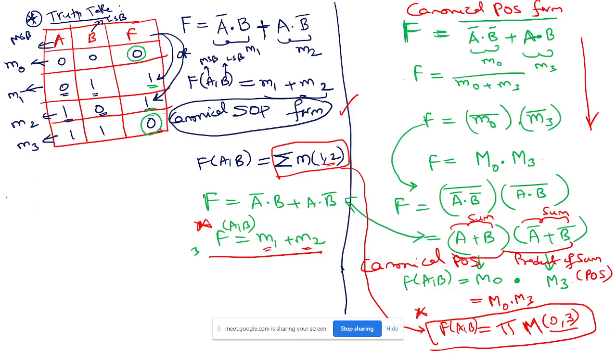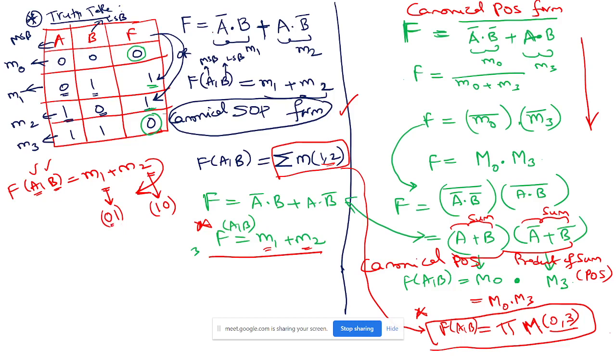Suppose I give you this function f of AB is equal to m1 plus m2, and I ask you to write it in terms of canonical form, or in terms of boolean variables A and B. What will you write? This is 1, correct? This is 2. What did we do? You convert this into binary. How many variables are there? 2 variables. So 2-bit binary numbers you have to take. 1 is converted as 0, 1 in binary, correct? 2 is converted as 1, 0 in binary.